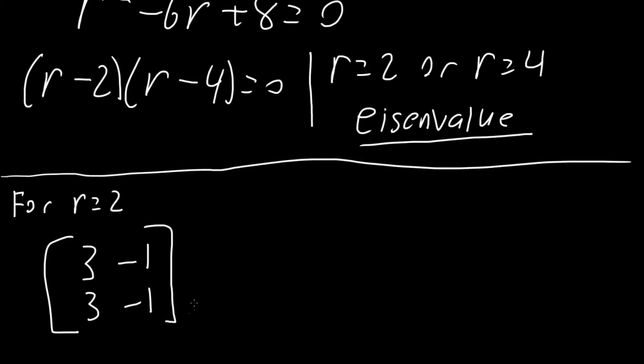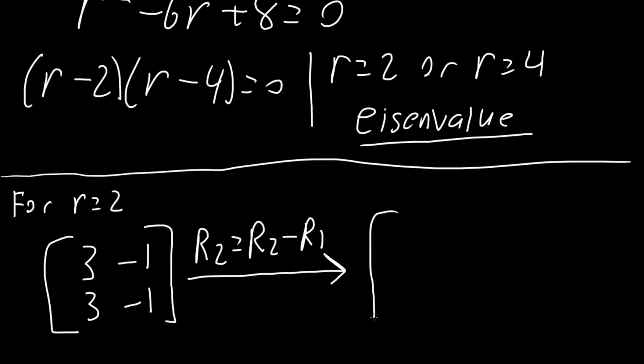Next we would do row reduced echelon form, and we can do that by eliminating one of these lines. This is R1 and this is R2. If we say R2 is equal to R2 minus R1, we will eliminate this line. R1 remains the same, and R2 would be 3 minus 3, which is 0, and negative 1 minus negative 1, which is also 0. We're almost there.